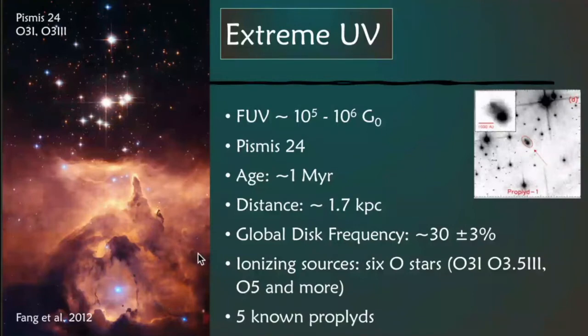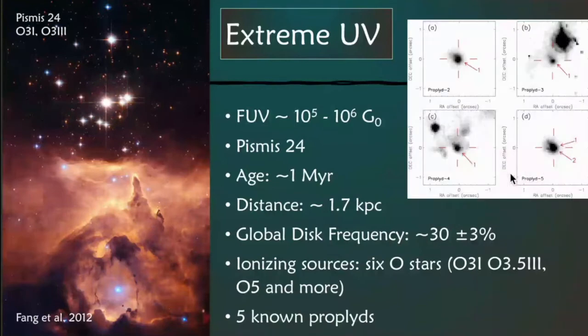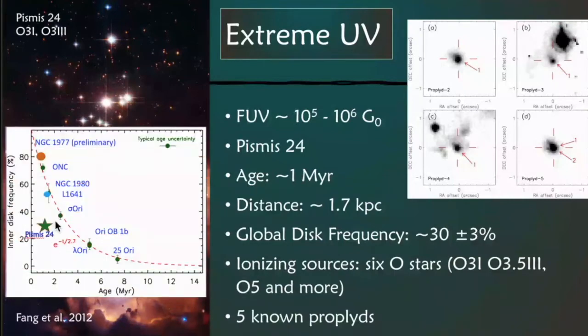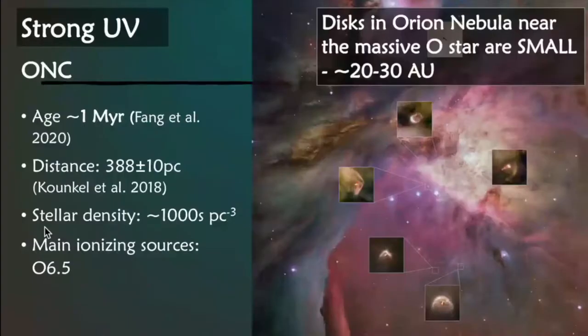And this work is from Minfang. And there are 5 known proplets. They're a bit larger than the ONC cases because it's distant. And you can see that there are 4 proplets discovered. And it was definitely shown that the disk fraction is very low in this region, 30%. In strong UV background, there's the ONC, of course, you've seen it so many times.